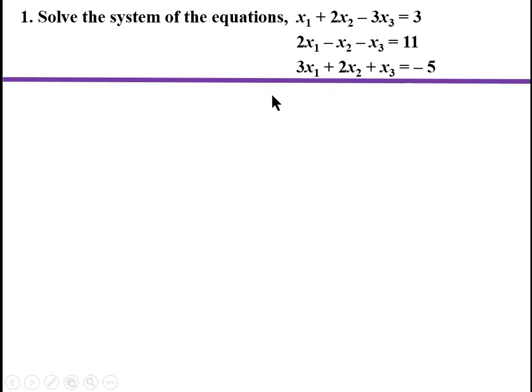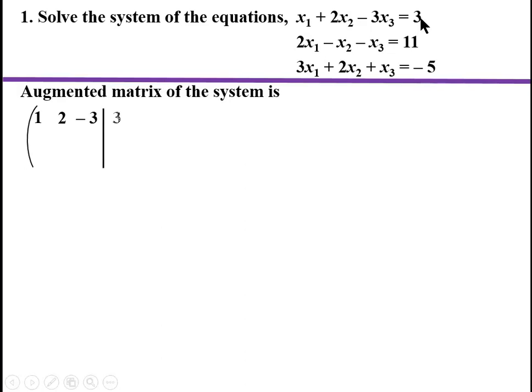We are going to form the augmented matrix of the system, which is the collection of the coefficients of the variables including the constant. So from the first equation we collect the coefficients to form the first row, so that's going to give us 1, 2, -3, and then 3. This line is representing equal to there.